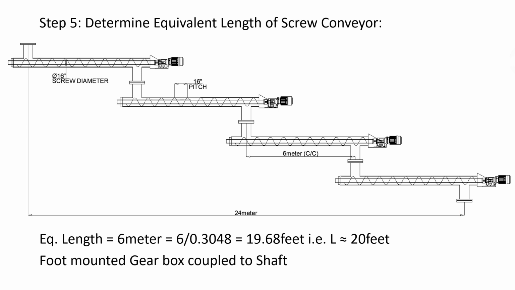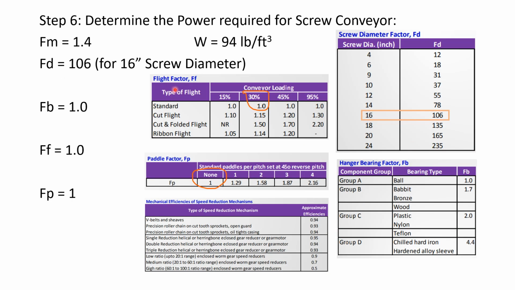Okay, so moving ahead, determine the power of the screw conveyor. So to determine the power, we have to find FM, FD, FB, FF, and FP. Okay, so here if you see, we also know the material factor FM, 1.4, from the previous table we have taken for the material characteristic chart, and density we have defined as 94 pound per cubic feet. Sorry, FD for 16 inch. If you see this table, FD for 16 inch is 106. I've taken 106.